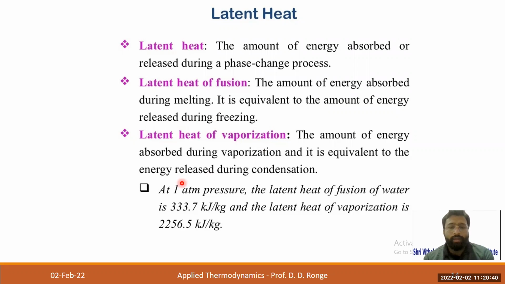Okay. Then some general international values are given. At 1 atmosphere pressure, the latent heat of fusion is 333.7 and the latent heat of vaporization is 2256.5. So note down these values, because in upcoming chapters these values will occur again and again.